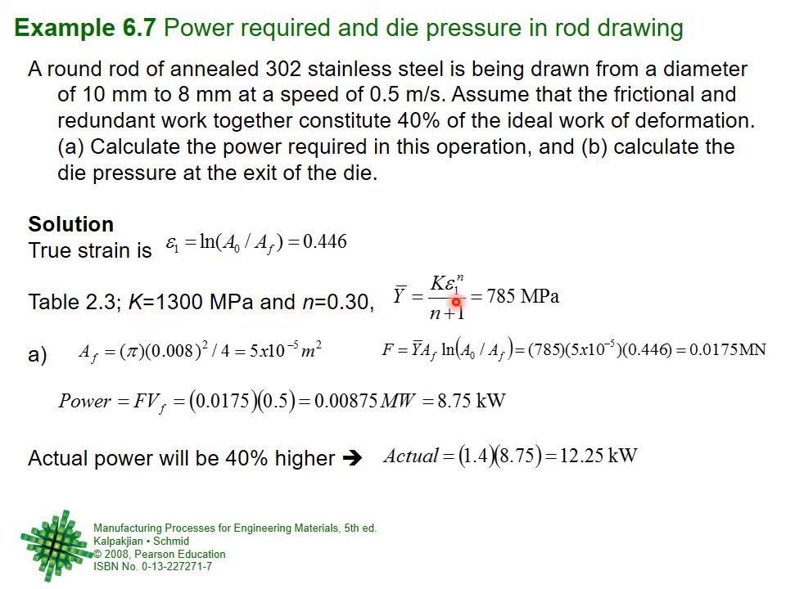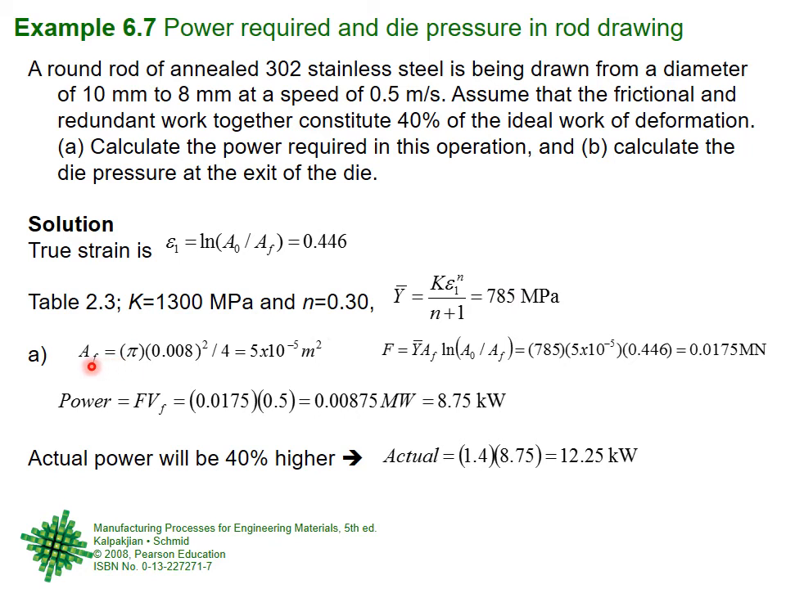So y bar is equal to K epsilon 1 raised to N. This epsilon 1 is this thing, right? Ln A naught by AF is the epsilon 1. So now you have all of this, therefore you can find the y bar, right? You have epsilon 1 from here, the values of K and N you substitute, y bar is this much.